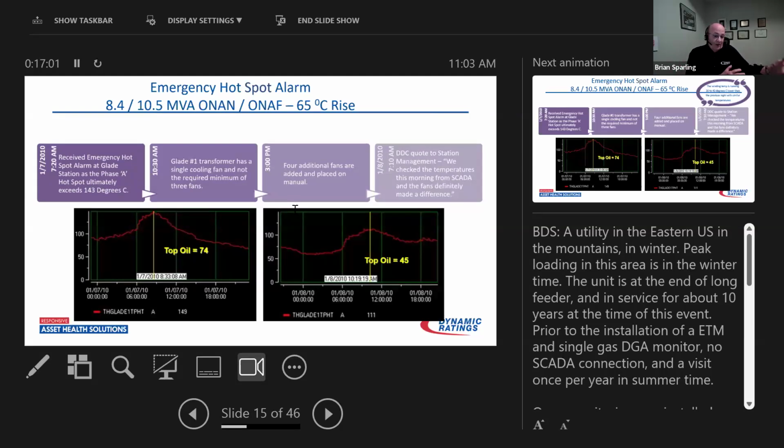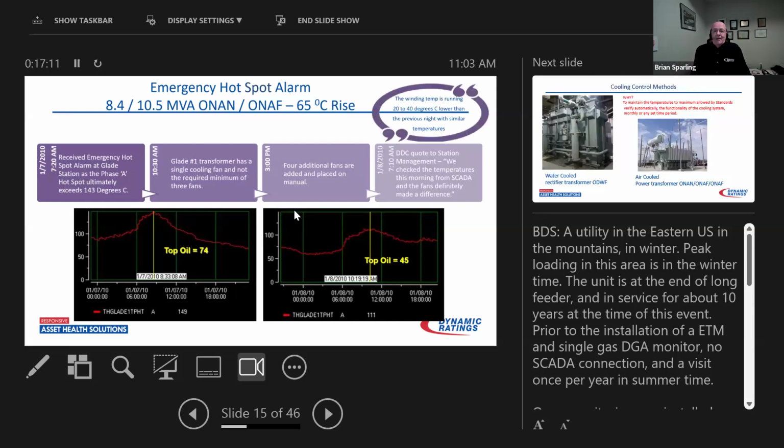And it all goes back to when the unit was commissioned in the first place, or installed and commissioned. It should have had 3 fans. Somebody only put 1. And this is what the end result was.